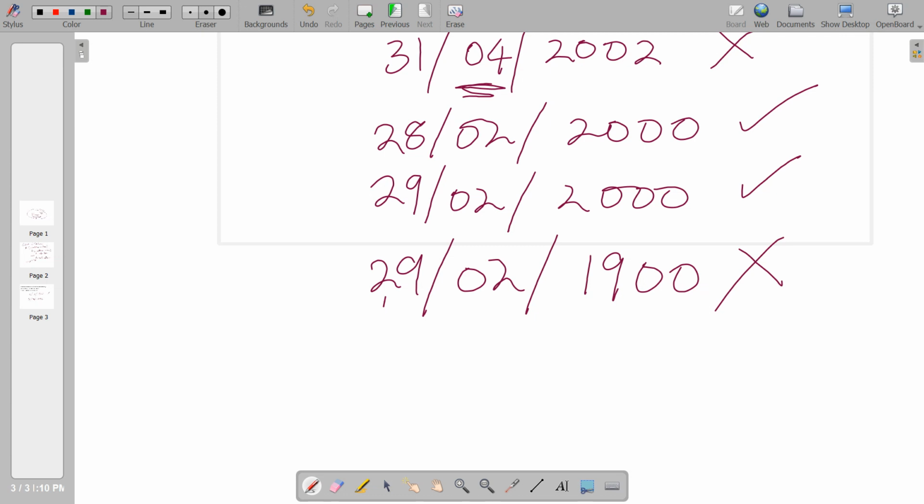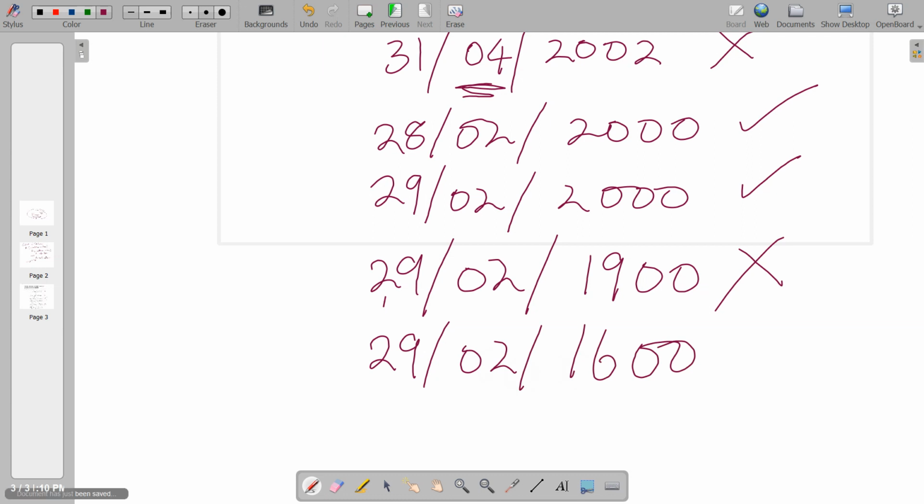But then the 29th of the 2nd, 1600. Is that a leap year? Yes, it is. It doesn't matter when you're born or when you're not born. Leap years have some rules. We have to work out the rules, and we are creating an algorithm that is going to follow the rules and validate a date for us.